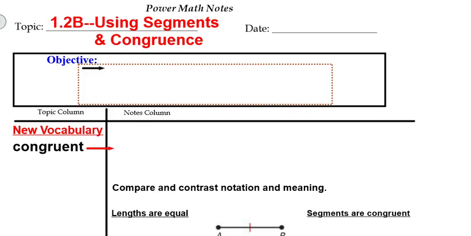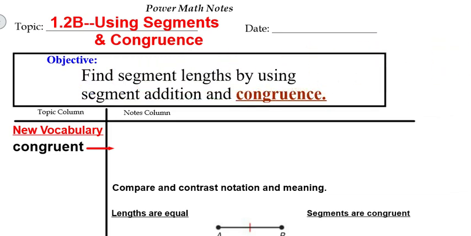All right, gang, this is lesson 1.2b. We are going to be using segments and congruence. It is a continuation of yesterday's lesson where we talked about segment addition. We are going to be adding to that. Today our goal is to find segment lengths by using segment addition and congruence.